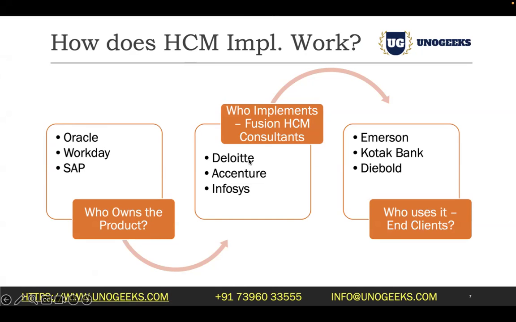It is Fusion HCM consultants like you and me who are working for consulting firms like Deloitte or Accenture or Infosys. I just mentioned a few random names here. So these consulting firms have hundreds of Fusion HCM consultants in teams. Emerson would first finalize what is the HR product that they want to implement. And after that, they also need to finalize an implementation partner. They need somebody, which could be Deloitte or Accenture or Infosys or Oracle Consulting, a consulting partner who can implement Fusion HCM Cloud as per their requirements.